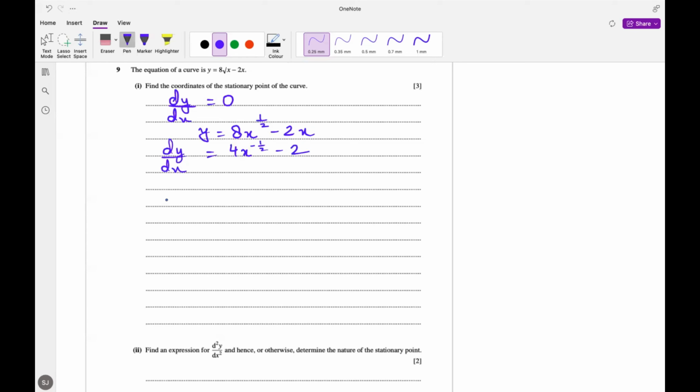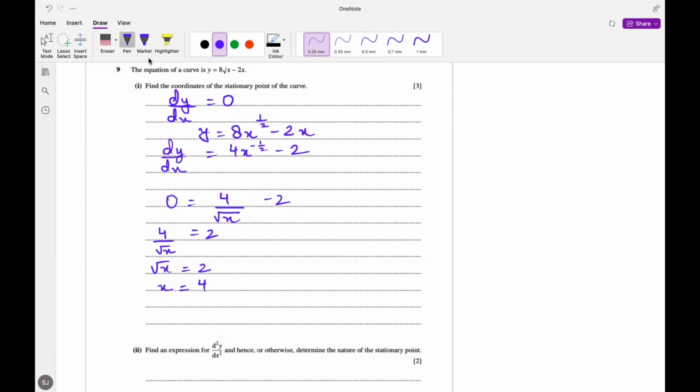Putting it equal to 0, we'll get 0 is equal to 4 upon root x minus 2. So this will become 4 upon root x is equal to 2, or root x is equal to 4 upon 2, which is equal to 2. Squaring both the sides, we will get the value of x equal to 4.